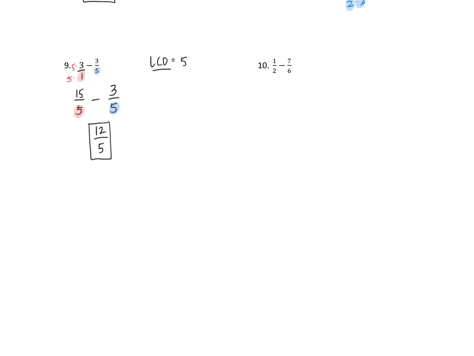Our final example, number 10, we have 1/2 minus 7/6. If I want to find the least common denominator, 2 is prime, so I don't even have to make a factor tree for that one. It's just 2. 6 is 2 times 3. So short list here. We have a 2 and a 3.